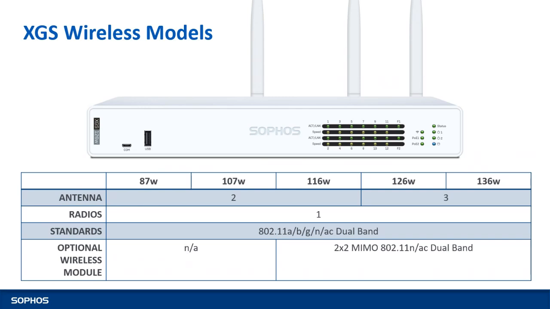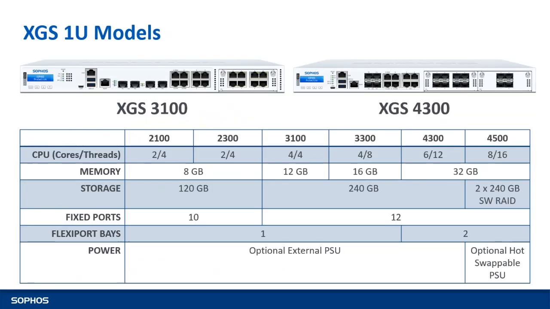and provides better coverage. All the XGS 1 unit appliances include an Ethernet management port that allows you to connect to the web admin on HTTPS 10.0.1.1:4444.